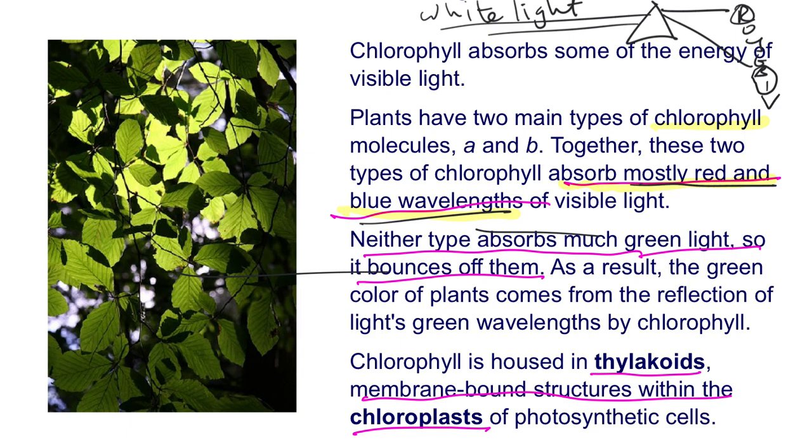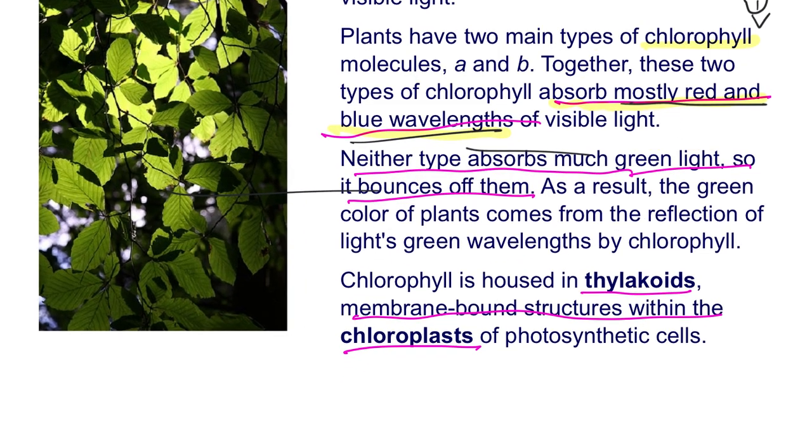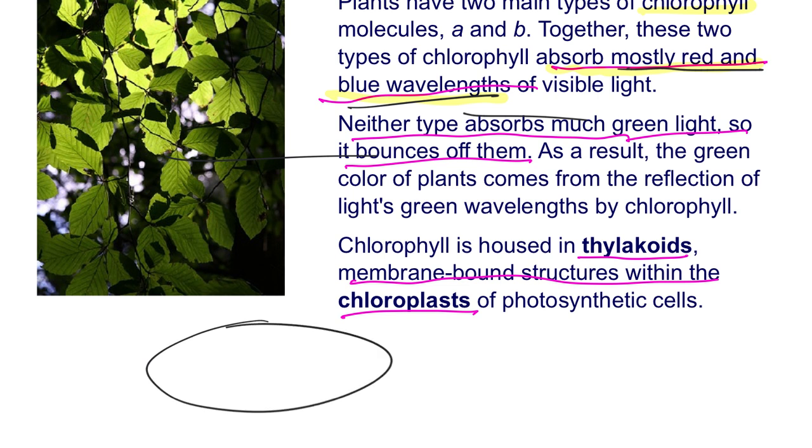Now, the chlorophyll is in those flat inner membranes of the chloroplast. Remember the chloroplast? There's the outer membrane, here's the inner membrane, and the inner membrane forms these stacks of coins. Each of those coin-like discs is a thylakoid membrane, part of the inner membrane. You'll see a better picture coming up.